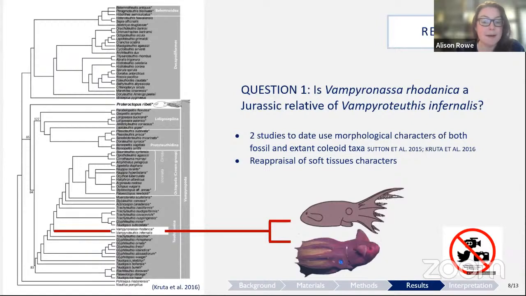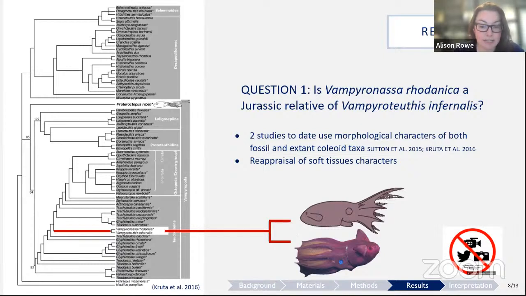So question 1. There are currently 2 published studies that combine morphological characters of both fossil and extant coleoid taxa. And Vampyronassa has been included in both of these studies. This is one from Kruta et al. 2016. And you can see it returns a topology where the 2 species are sister taxa.